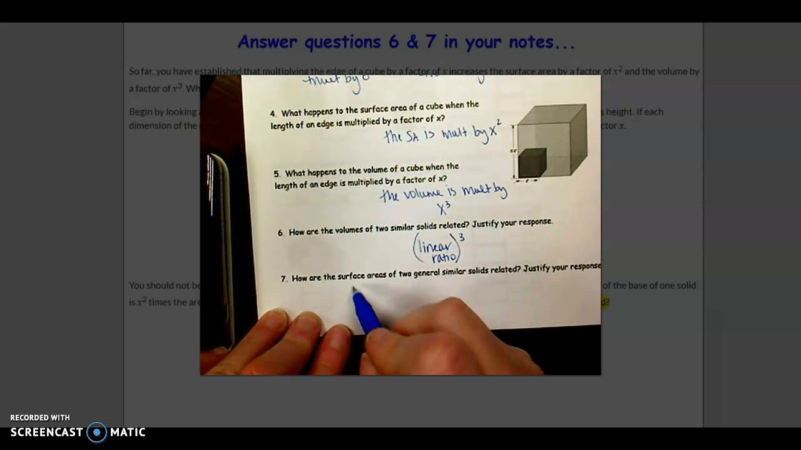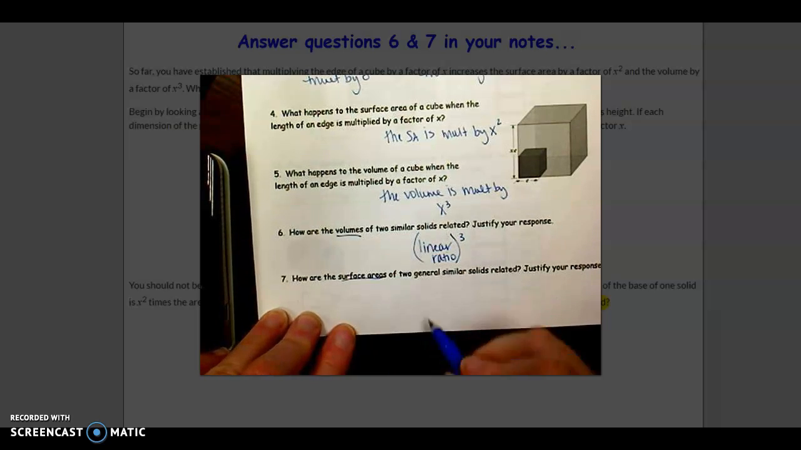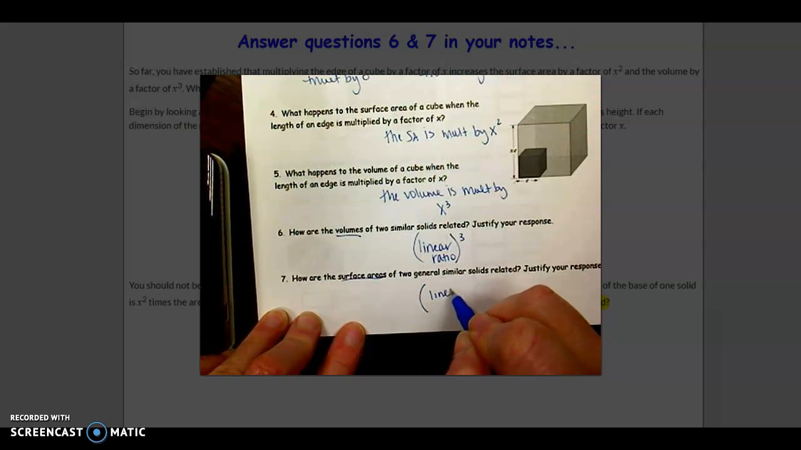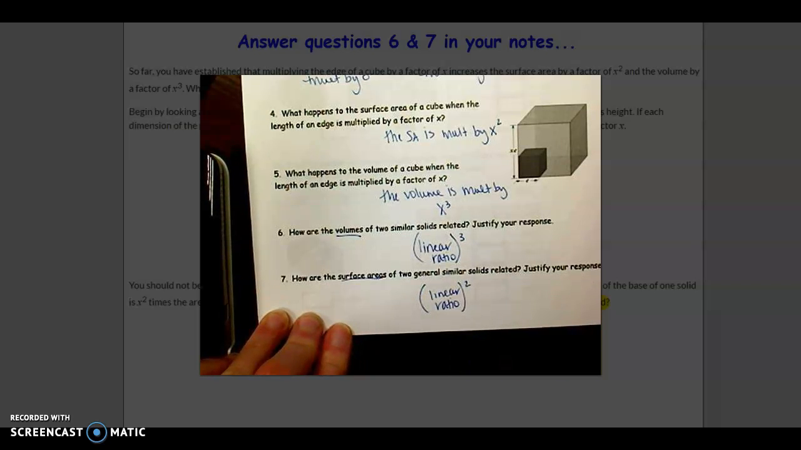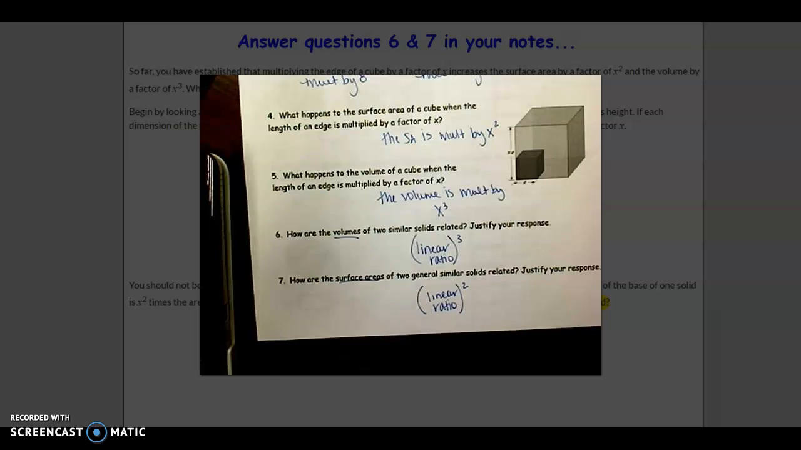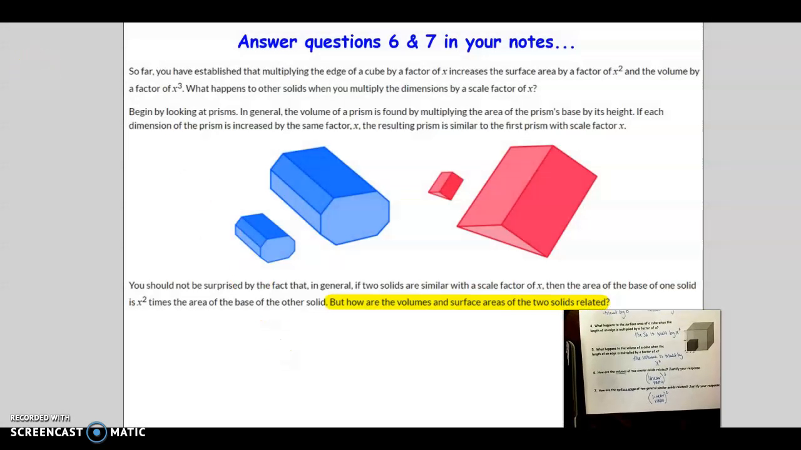How are the surface areas of two general similar solids related? Well, surface area, you are going to square that linear ratio. So if you're doubling the side length, 2 to the second power is 4. Your surface area would quadruple. That's the relationship we're looking at.